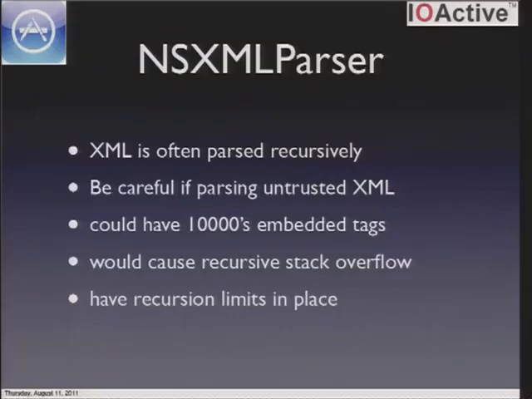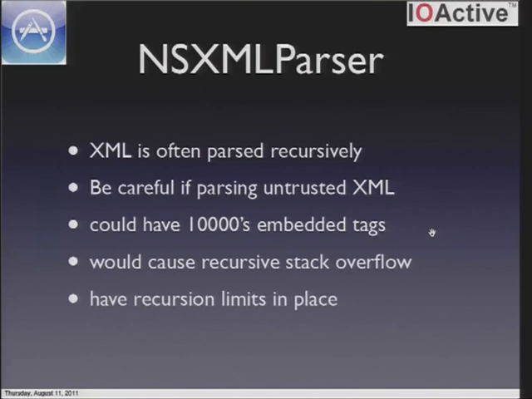Obviously, XML is often parsed recursively as well, and so most XML handling code is vulnerable to this. If you use NSXML in your iOS app, you have to be very careful here too, because if you see a tag and you see the same tag embedded in that tag, chances are you would end up calling the same parsing function. That's great, except if you've got 10,000 or 100,000 of these embedded tags, you end up blowing up the stack, because there's a limited amount of stack space, and every time you call your function, you have to build up a stack frame. Eventually you would end up with recursive stack overflow.